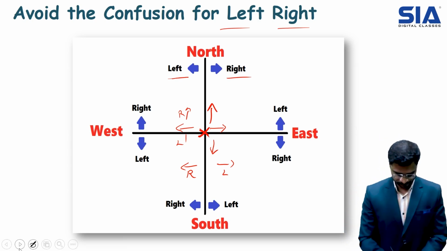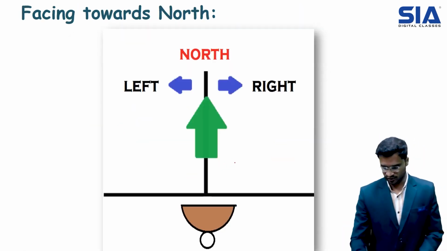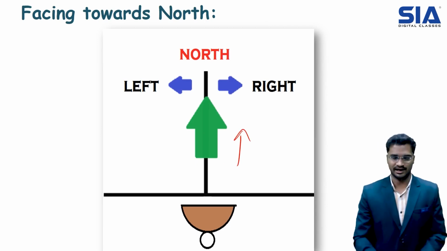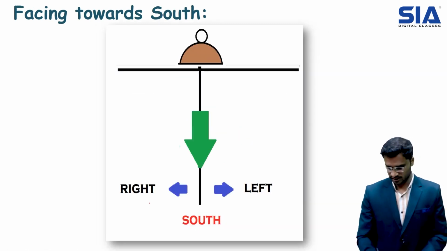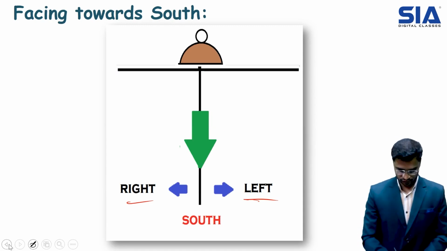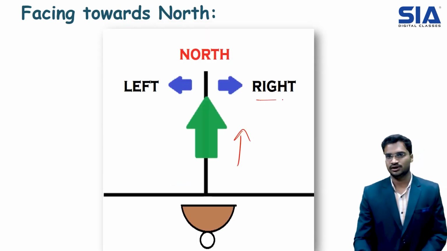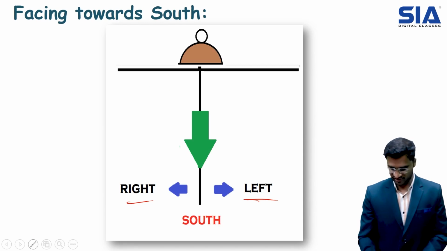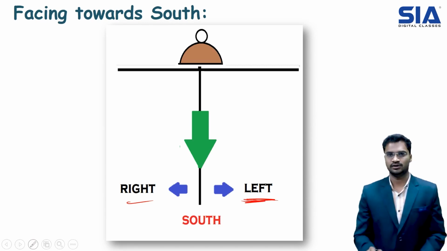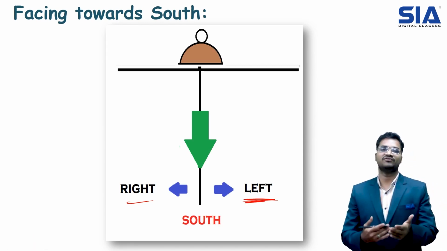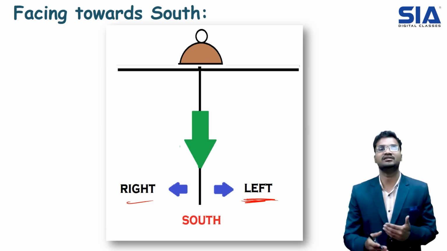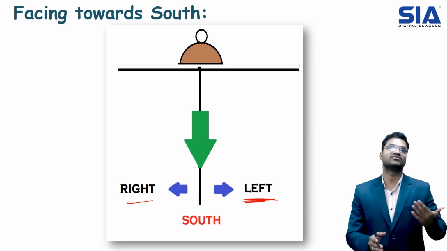Okay. Now let us go. If I am facing north, the right and left are like this, and if I am facing south, the right is here and left is here. So if I am facing north, here we are getting right. If I am facing south, here we are getting left. I can say that whenever they are facing opposite directions, their right becomes left and left becomes right.